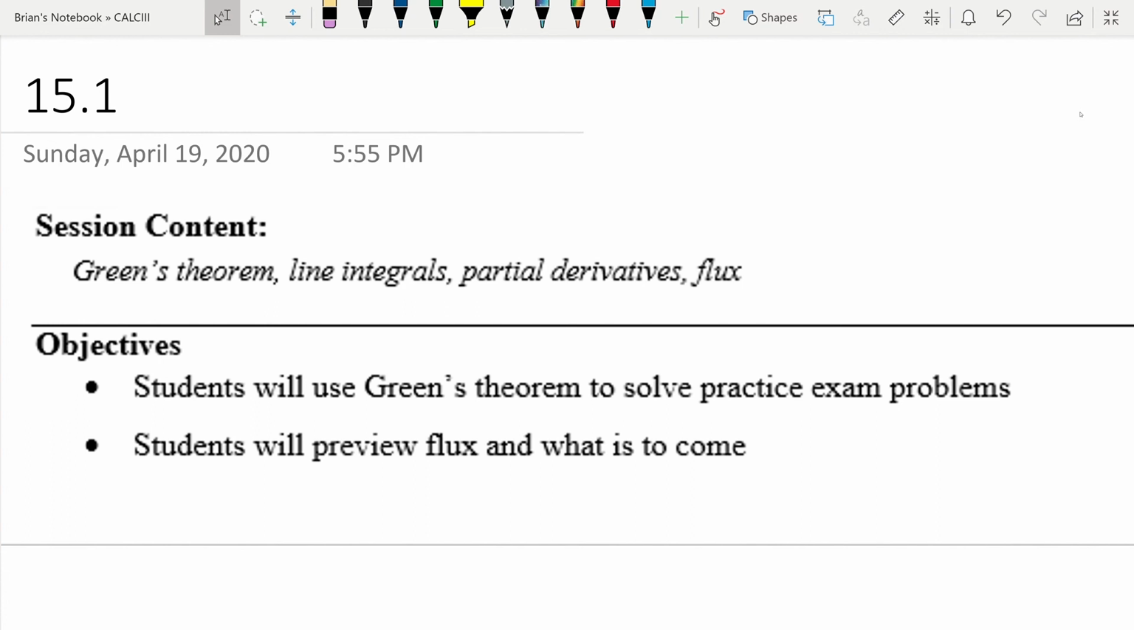So today we're just gonna be doing a lot of Green's theorem, or at least as much Green's theorem as we can get done in this section. But yeah, we'll talk about Green's theorem and then we'll end it out.